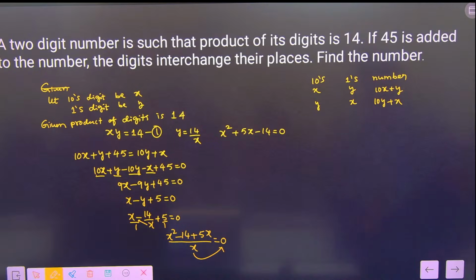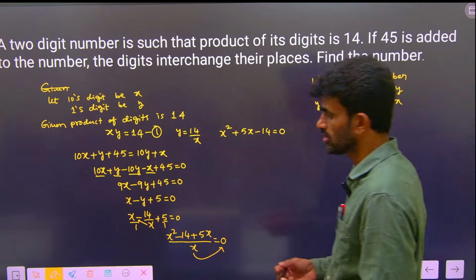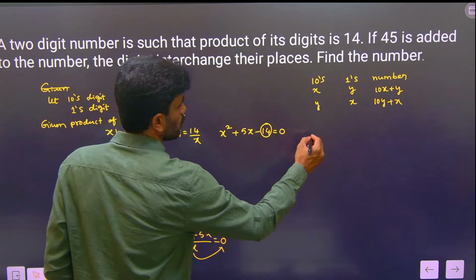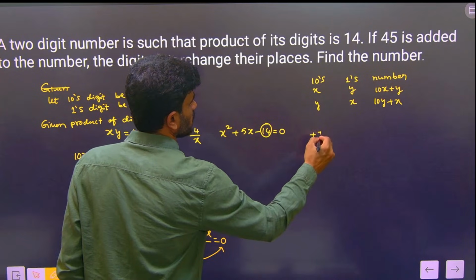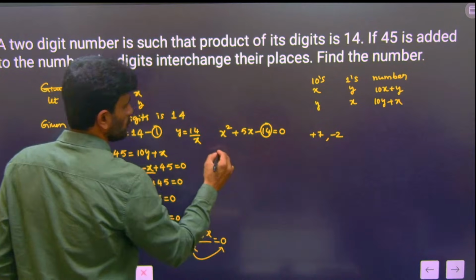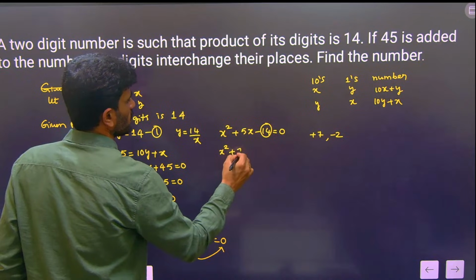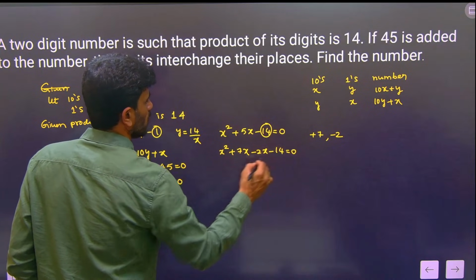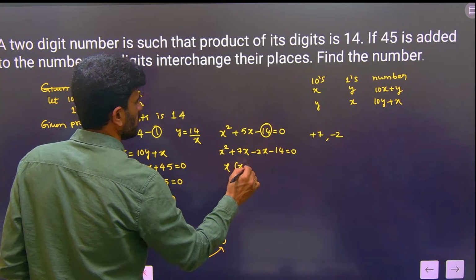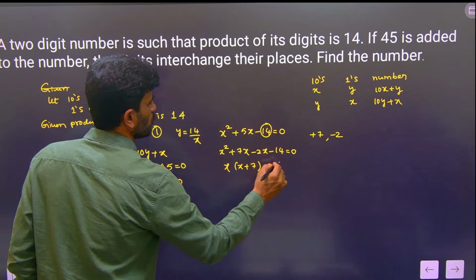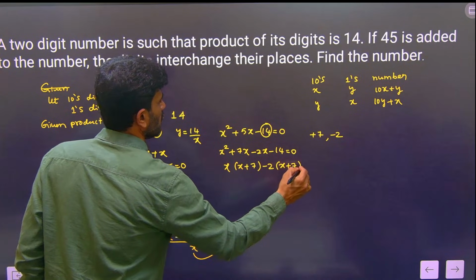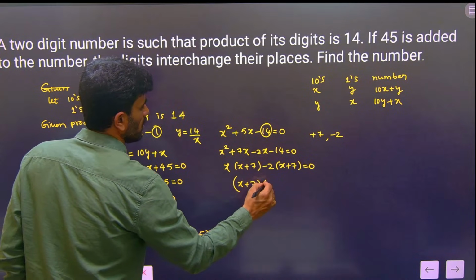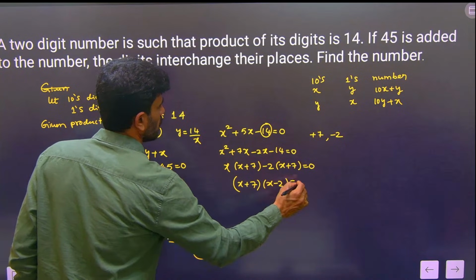Hope you got the factors and answered it last. You have to take the factors of 14. So plus 7 and minus 2. So x square plus 7x minus 2x minus 14 is equal to 0. x common, x plus 7; minus 2 common, x plus 7 is equal to 0. So it is x plus 7 into x minus 2 is equal to 0.